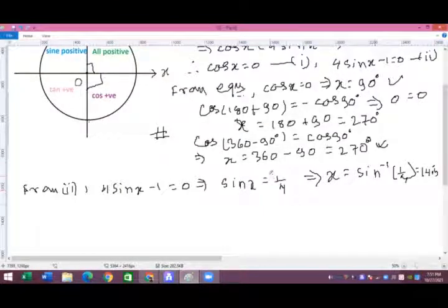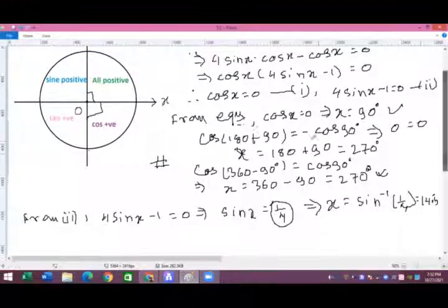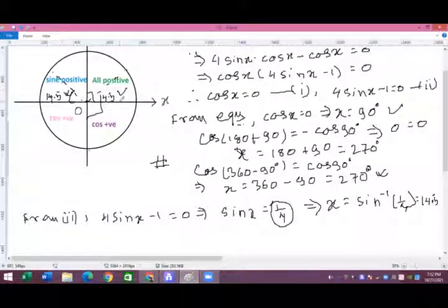This angle is 14.5 degrees. Now let's think over the value of sin x. 1 by 4 is positive, and you know that sine is positive in the first quadrant and also in the second quadrant. So the first quadrant answer is already ready over here. Then we check for the second quadrant. In the second quadrant, this angle is 14.5, so you can take this angle equivalent to 14.5, start from here and go till here. So this angle will be equal to 180 degrees minus 14.5.